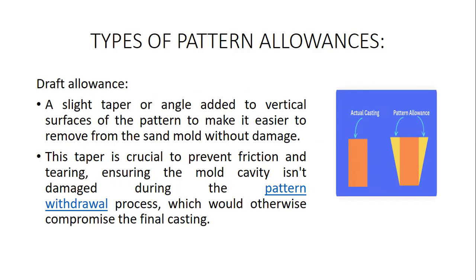Next one is draft allowance. A slight taper angle is added to the vertical surface of the pattern material for easier removal from the sand mold without causing damage to the mold. This taper is considered to be one of the crucially important factors to prevent friction and tearing, ensuring that the mold cavity is not damaged during the pattern withdrawal process.